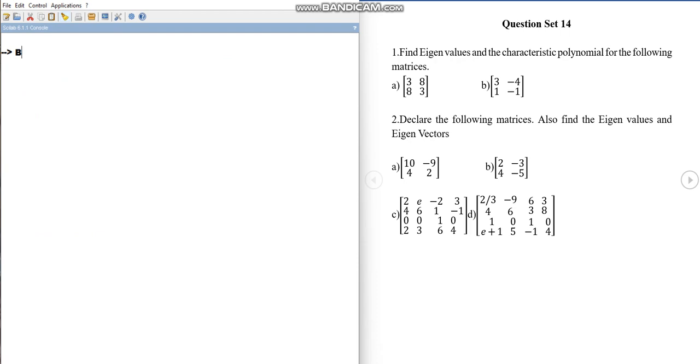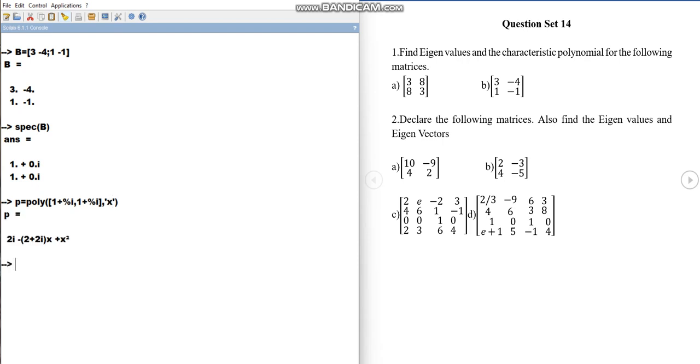Let us do it for the second one, which is B is equal to [3, -4; 1, -1], then spec(B), the capital B. These are two roots, and for finding the polynomial we can write P is equal to poly in the round bracket. We are going to write the square bracket. We are going to write the roots. The roots are 1 plus i. We have the repeated roots 1 plus %i and 1 plus %i one more time, and then the quotes "x". So we get this is the polynomial of degree 2, which is the characteristic polynomial for the given matrix B.